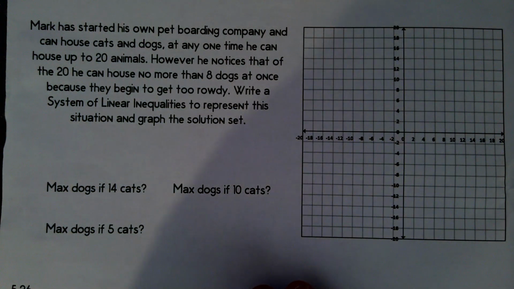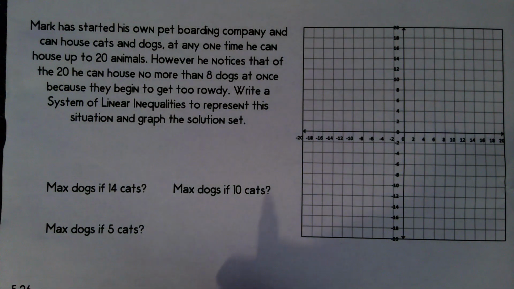Okay, so now we're going to graph a system of linear inequalities and we're going to interpret the meaning. Mark has started his own pet boarding company and can house cats and dogs. At any one time, he can house up to 20 animals. So we can actually use that information.